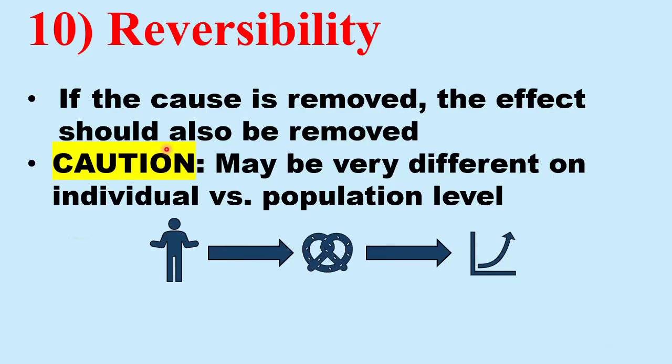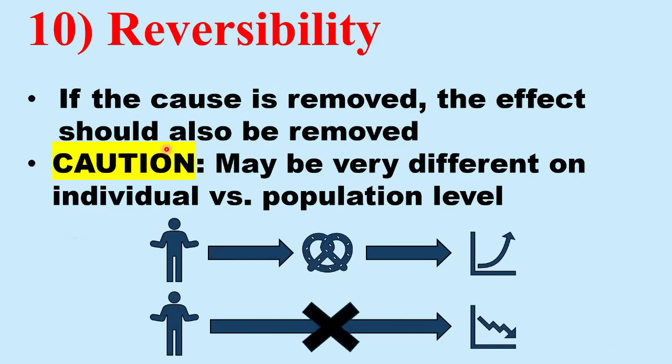So for an example of reversibility, say exposure to pretzels causes weight gain. If you take away the pretzels and the weight gain goes down, that seems to help strengthen the case of the causality between pretzels and weight gain.